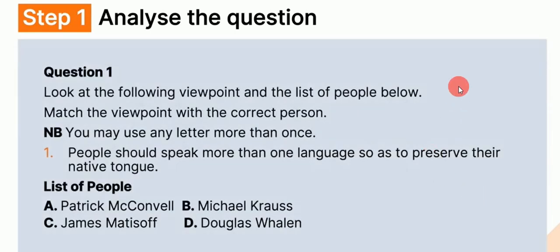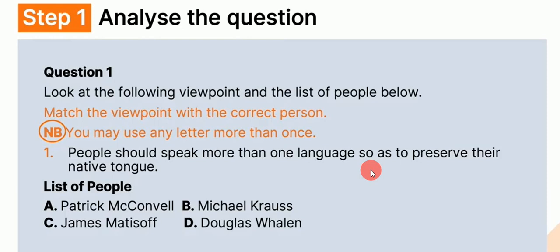Okay, here's an example of a matching features question. Let's put step 1 into practice. First, analyze the question. When you read the instructions, you will notice that in this question, you need to match opinions or viewpoints to a list of 4 people. Can you see where it says NB? Do you remember what it means? That's right. In Latin, this means note well. Therefore, it is important to pay attention to NB notes. In this case, it says, you may use any letter more than once.